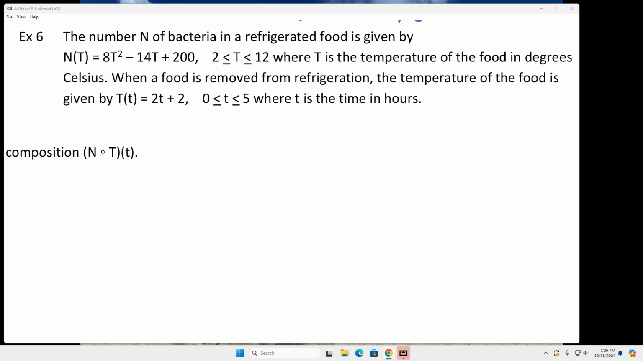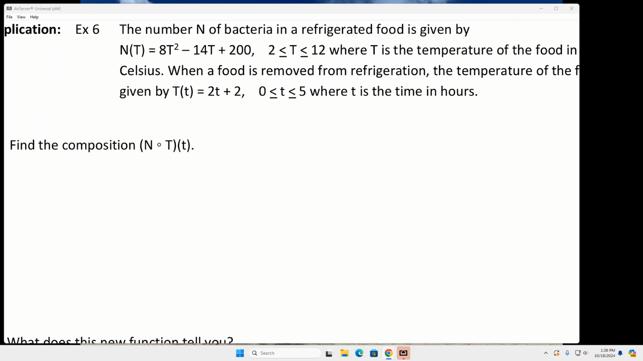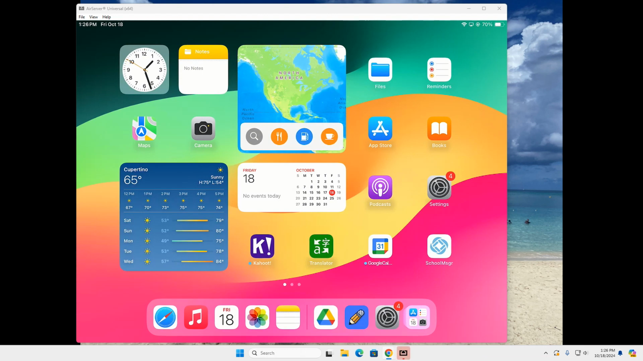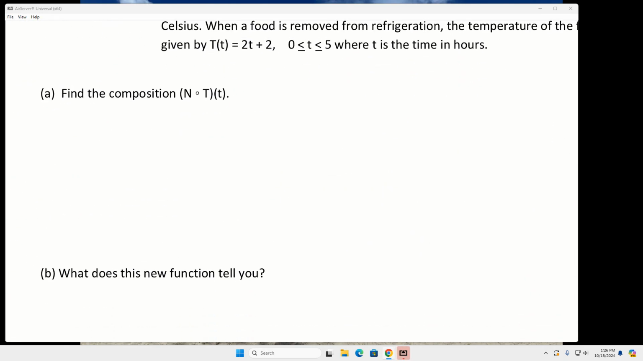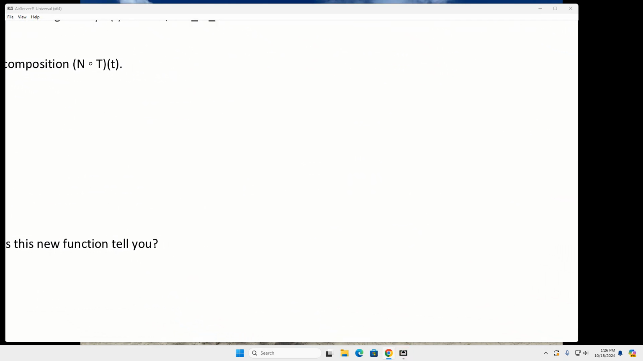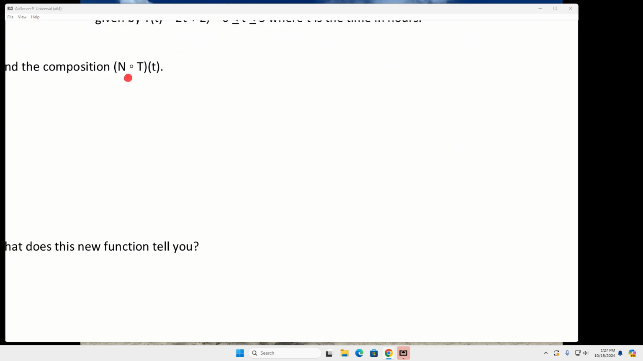All right, when a food is removed from refrigeration, the temperature is given by this other formula, where T is the temperature in Celsius, and lowercase t is the time in hours that the food has been out of the refrigerator. What we're asked to do is find N of T of T, N of capital T of capital T. That notation is not super common, and I don't like it, so I will always rewrite it as N of T, like that.